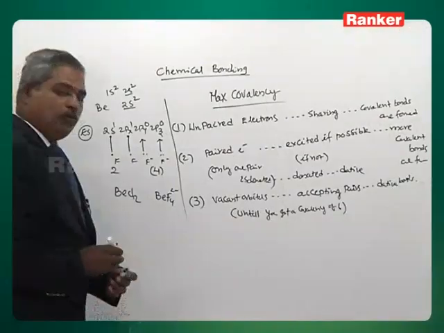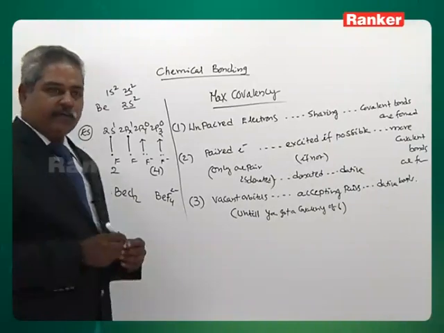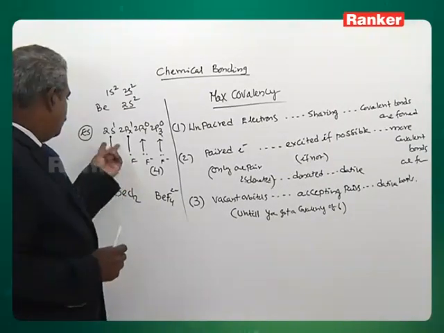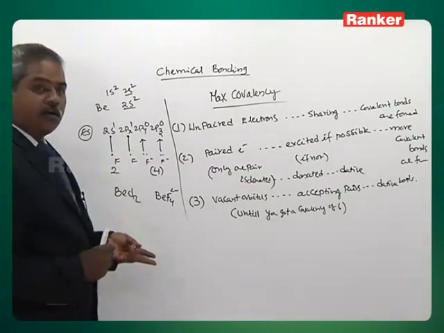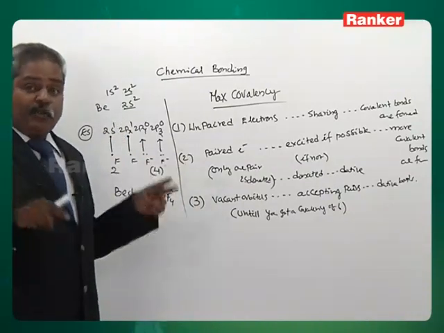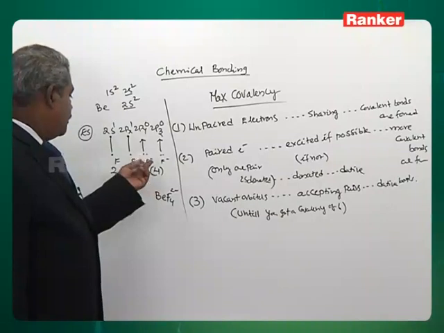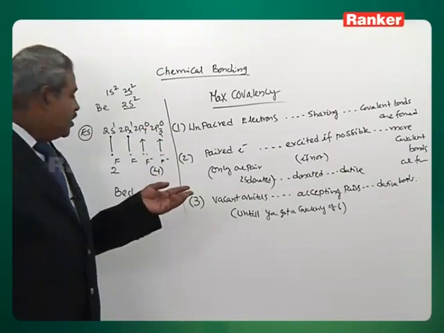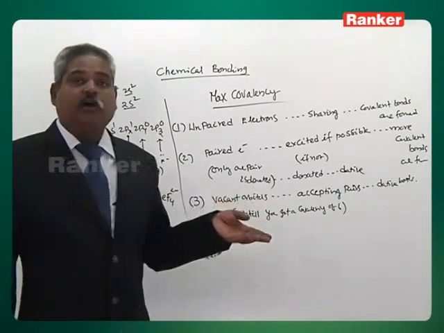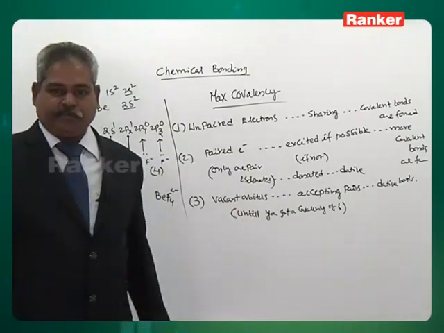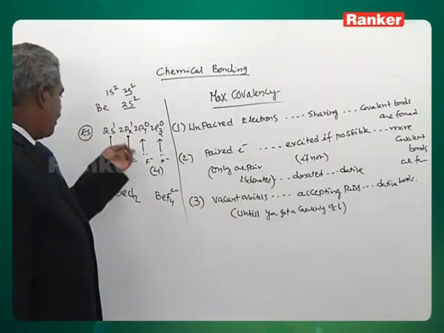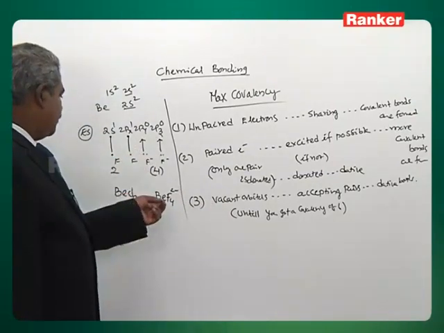F minus. So who is in contact with beryllium? 2 fluorines which are sharing 2 electrons, and 2 F minus which are donating 2 pairs. So that's how beryllium got octet indirectly. So beryllium to start with forms beryllium fluoride, and with F-, BeF4 2-.